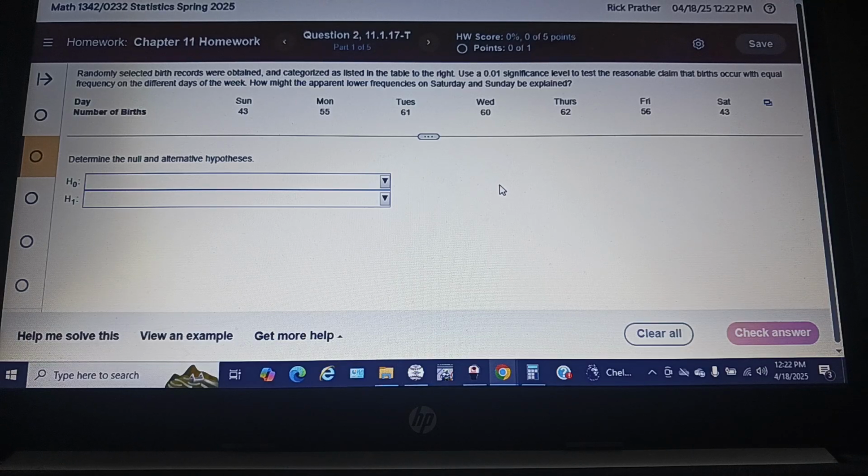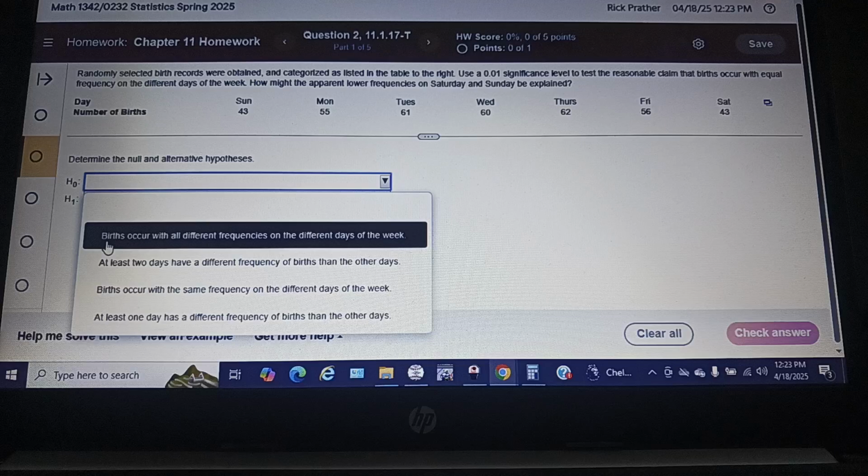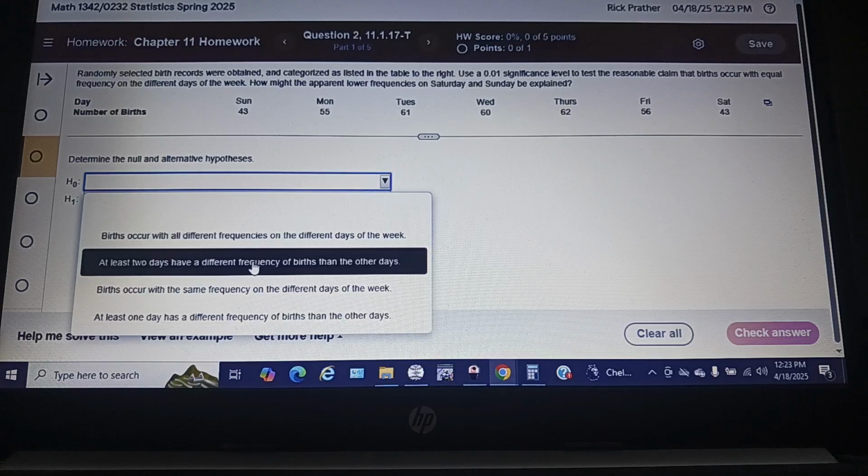And do these births occur, the claim is that the births occur with equal frequency. So it doesn't matter what day of the week, you can have an equal number of births on any day. Or the alternative then would be they're not equal in some way. So typically for the null, instead of doing mu equals 10 or P1 equals P2, instead of having symbols and numbers, they usually describe it in a sentence, which is why this box is so big here. Births occur with all different frequencies, at least 2 days are different.